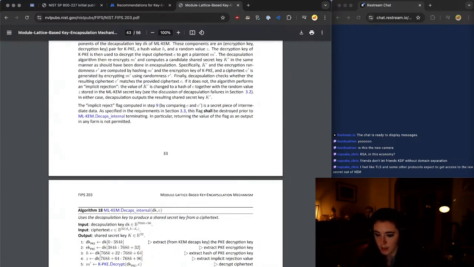And then on the corollary, if everything is working well, the actual key that you use when decapsulation doesn't fail is dependent on the plaintext message randomness seed that you encrypted with the public key encryption, and the hash of the encapsulation key, the public key.